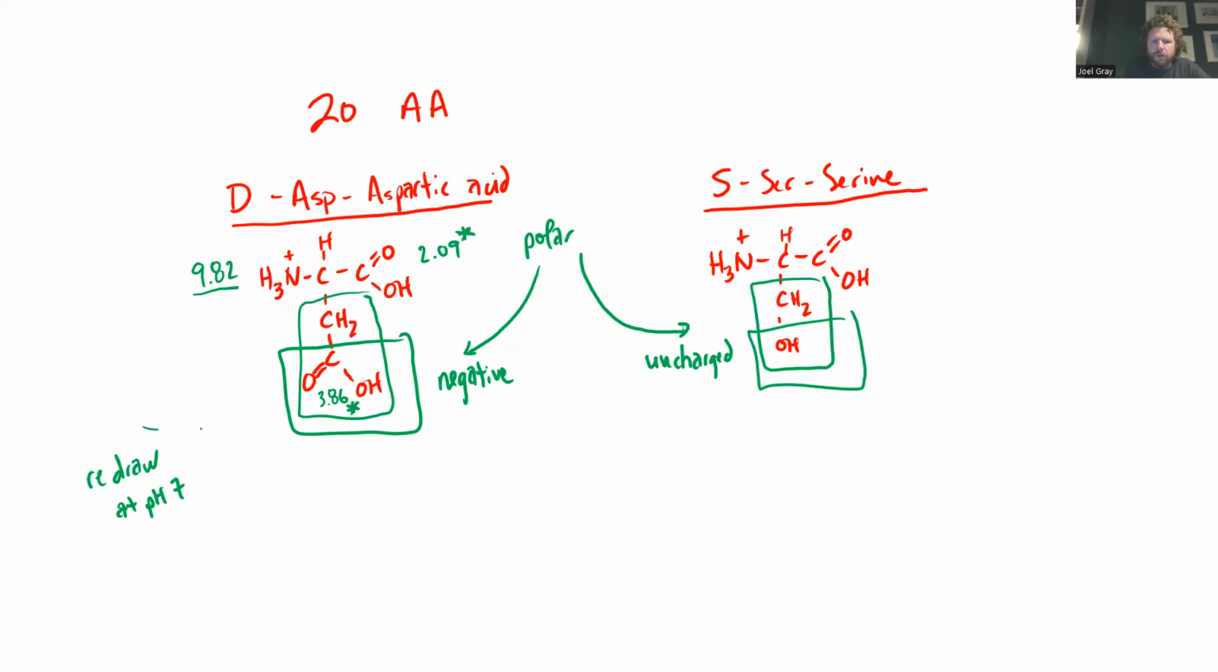So I'm looking at a molecule. I'm going to draw a line to separate. H3N plus. I'm drawing my alpha carbon. Now I'm drawing my C termini. That's deprotonated.